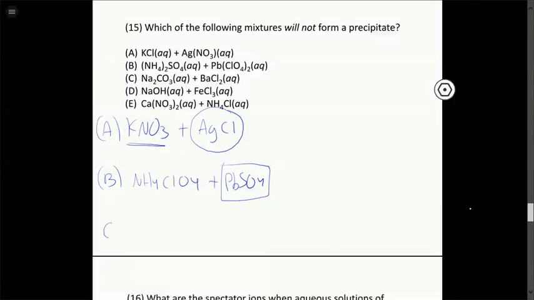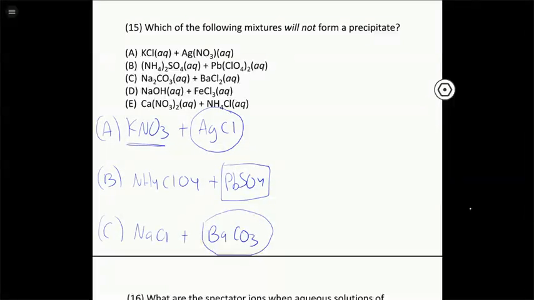Choice C, we're mixing sodium carbonate and barium chloride. So we form sodium chloride and barium carbonate. Again, this second product, barium carbonate, is insoluble. Carbonate is one of the anions which is almost always insoluble. So carbonate salts, unless they're paired with lithium, sodium, potassium, rubidium, cesium, or ammonium, which fits in that same category, will be insoluble. So this is an example of an insoluble carbonate.